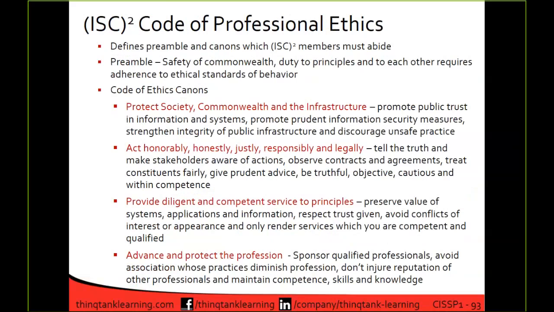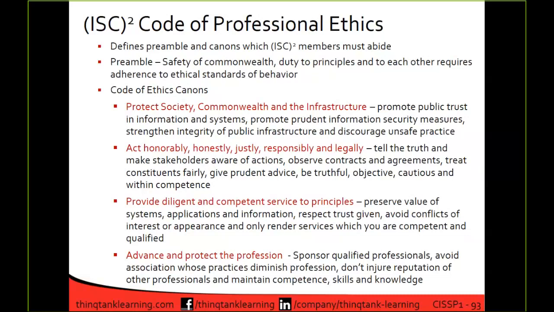I don't know that they will directly ask you about these Code of Professional Ethics components, but something to be considered. The ISC squared Code of Professional Ethics defines a preamble and canons which ISC squared members have to abide to. In fact, when you go take your exam and you get your certification, one of the things that you have to agree to is this list of ethics.